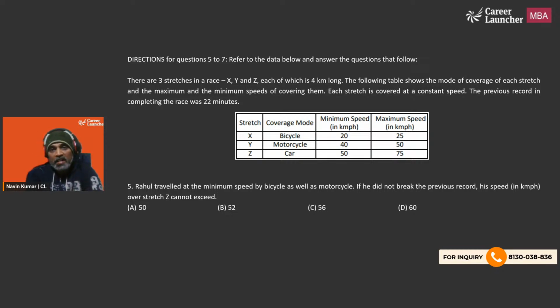We can see that car can go from 50 to 75, motorcycle 40 to 50, and bicycle from 20 to 25. So Rahul traveled at the minimum speed by bicycle as well as motorcycle. If he did not break the previous record, his speed over stretch Z cannot exceed. We are told that each of these stretches is 4 kilometers long. So we know the stretch length as well.